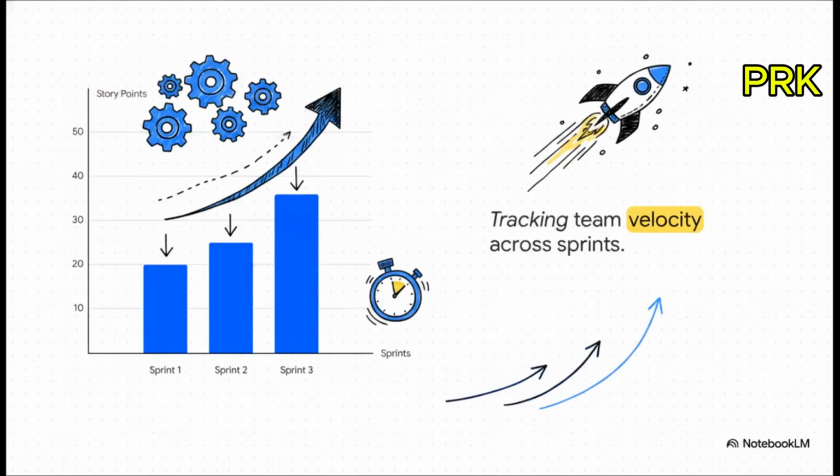Over time, we track those completed points across consecutive sprints, like 20 points in Sprint 1, 25 in Sprint 2, 30 in Sprint 3. This visualizes a vital metric called team velocity. An upward trend shows that a team is getting faster and more efficient as they find their rhythm together.